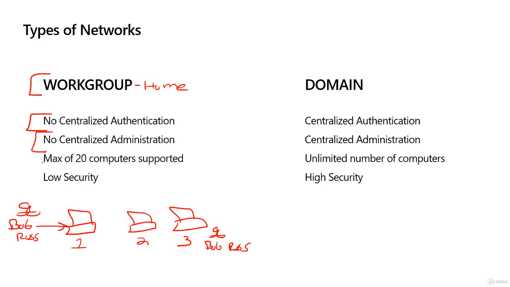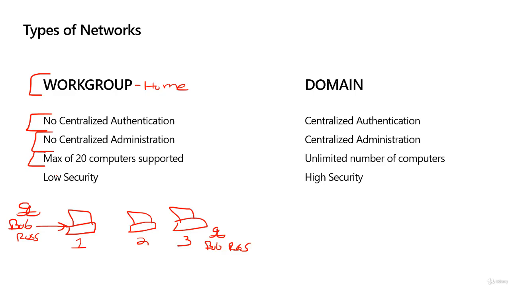What we mean by that, if I want to configure the firewall, I have to physically touch each of these computers. So there's no place you can go and say, I want to configure this setting and I want it to apply to all 3 computers right now. You can't do that in a workgroup environment. Each computer has to be configured independent of the others. There's also a technical limit, maximum of 20 computers supported.